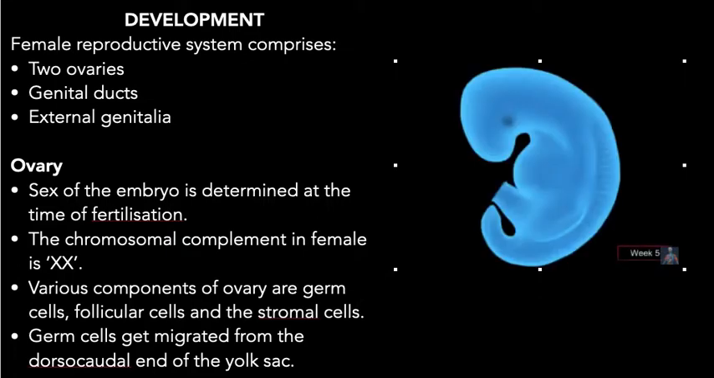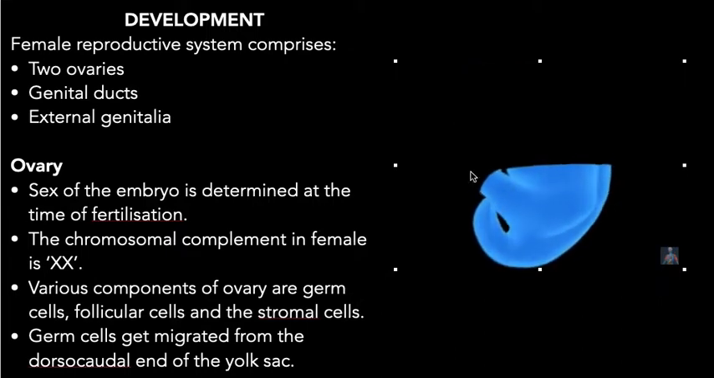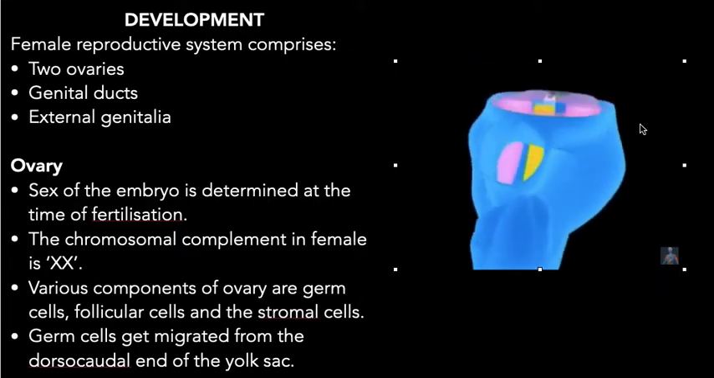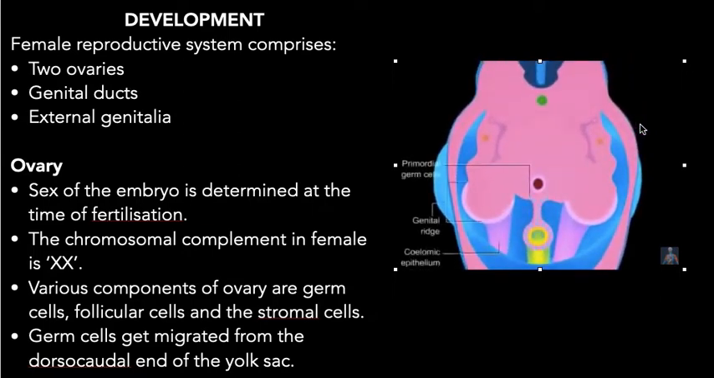Now you can see the embryo over here, 5th week, and you can see from the yolk sac, the germ cells are migrating dorsocaudally. Right? Can you see this? Forming the mesonephric duct, and the genital duct over here. Now, this section over here of the embryo. Right. So we have the primordial germ cells coming from the yolk sac into the genital ridge.